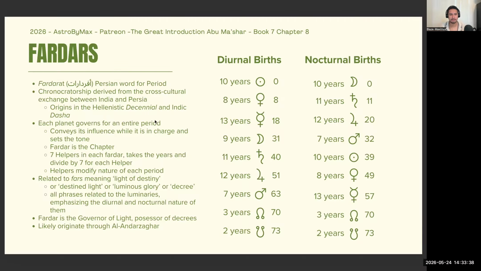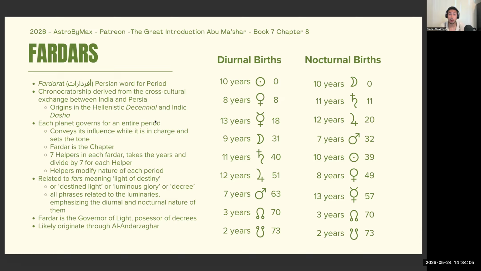So on and so forth. But Fars here in Fardar relates to the light of destiny, or the luminous decree, or the destined light, or the decree generally. And it's understood that the light in the horoscope, the sun or the moon, whichever one is your sect light or your destined light, it is the planet that is in charge of your destiny and the flow of the fortune of your life and of your health, of your eminence, of everything that kind of goes on.